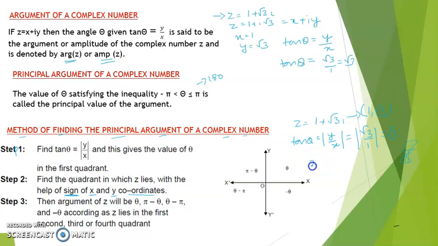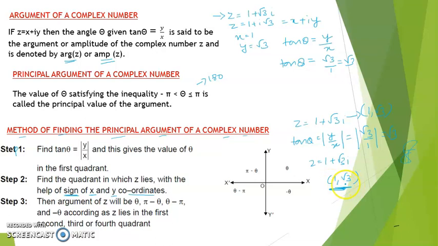So the ordered pair for this complex number is 1 comma root 3. Are you following? z is equal to 1 plus root 3i. What is the ordered pair? 1 comma root 3. So x coordinate is 1 and y coordinate is root 3, and I explained the relation between Argand plane and your xy Cartesian plane. So that is what we are using. Now just see the signs of x and y.